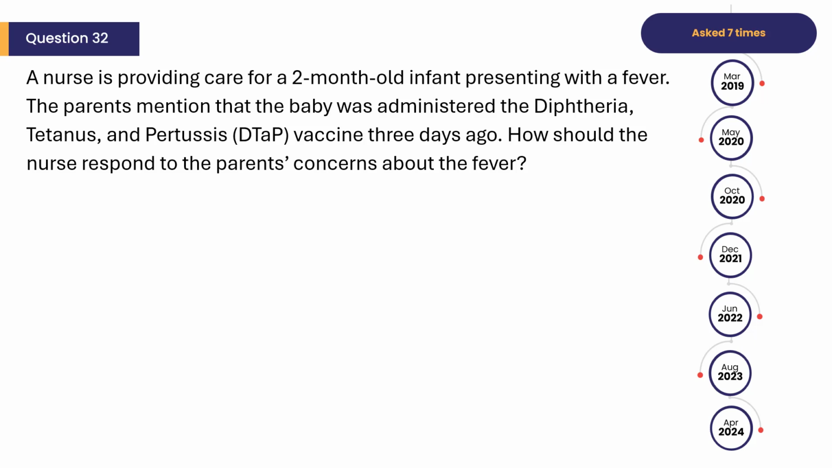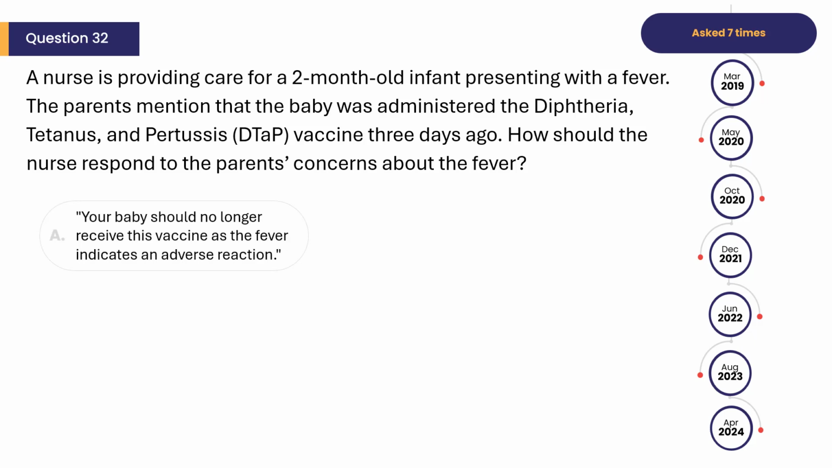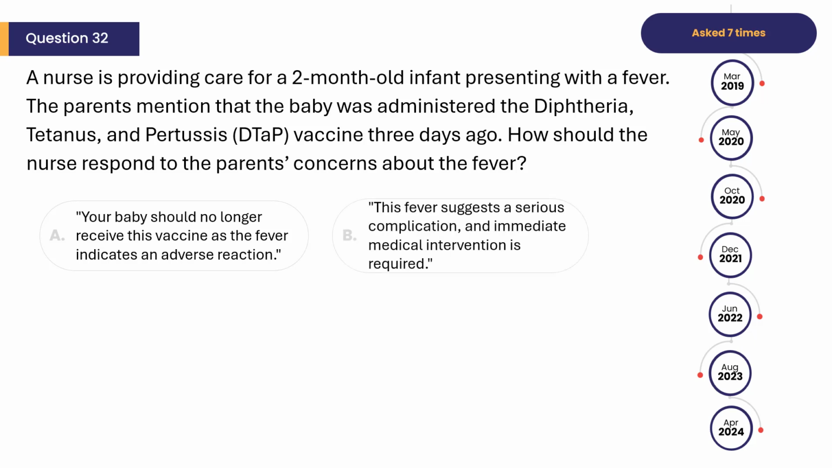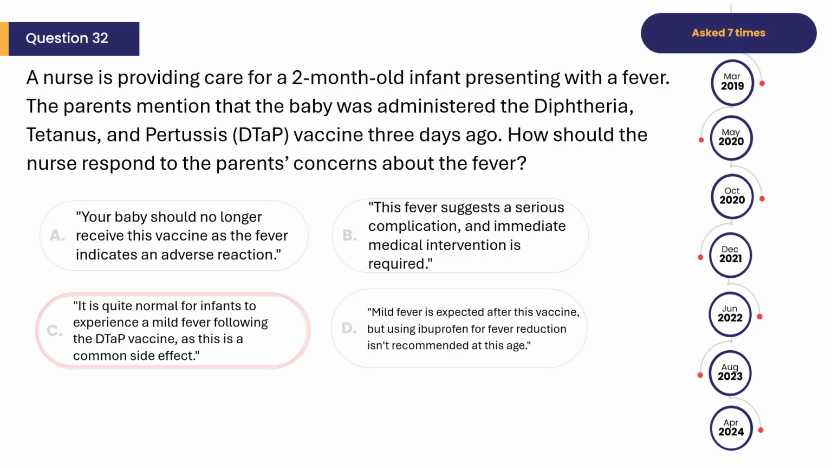A. Your baby should no longer receive this vaccine as the fever indicates an adverse reaction. B. This fever suggests a serious complication and immediate medical intervention is required. C. It is quite normal for infants to experience a mild fever following the diphtheria, tetanus, pertussis vaccine, as this is a common side effect. D. Mild fever is expected after this vaccine, but using ibuprofen for fever reduction isn't recommended at this age. The correct answer is C.